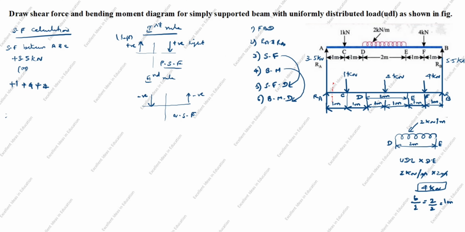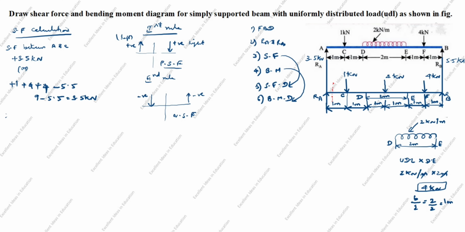Next you see the arrow goes up. So up is negative. So negative 5.5. Now we will add this. 4 plus 4, 8. 8 plus 1, 9. 9 minus 5.5. So 9 minus 5.5 is 3.5 kilonewton.